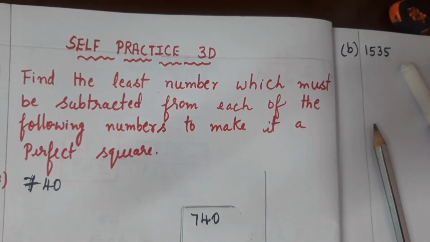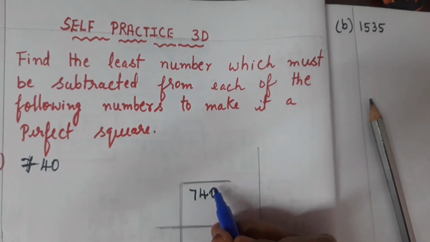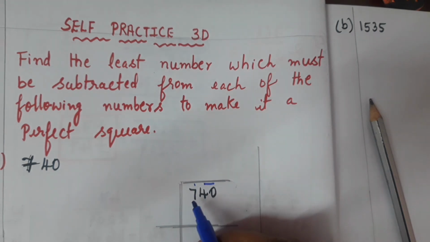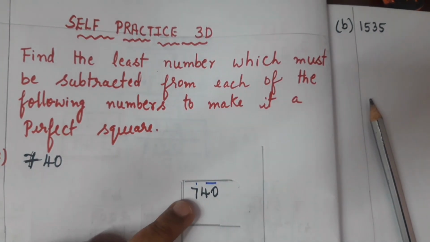So here we have to find the square root of 740. It is not a perfect square. So the first method is to group from the ones place. That is, 0 and 4 is one group and 7 is one group. Now in square numbers, we look for 7 or nearer to 7.